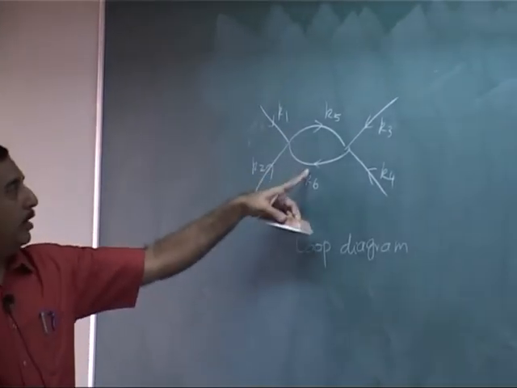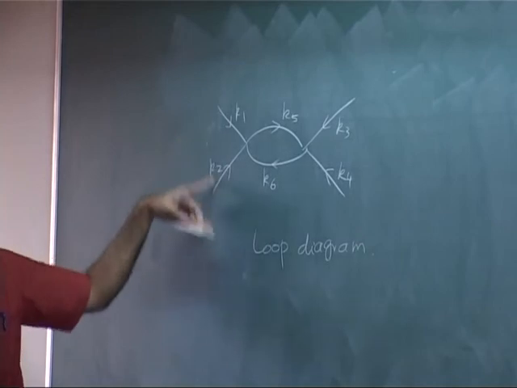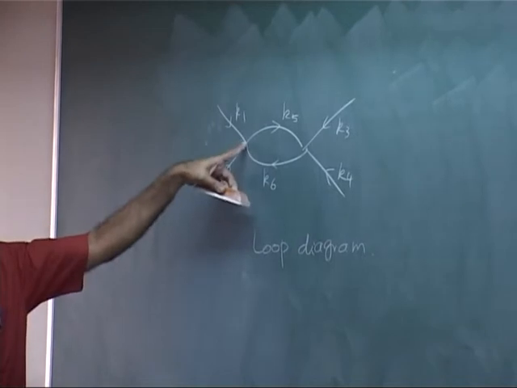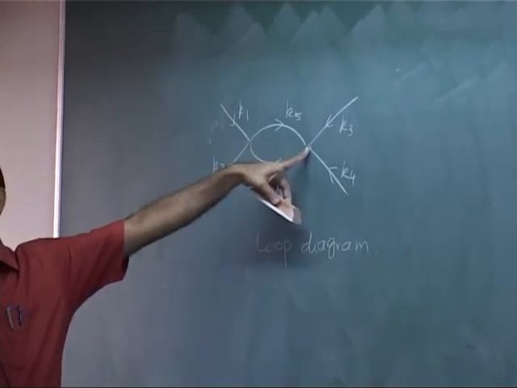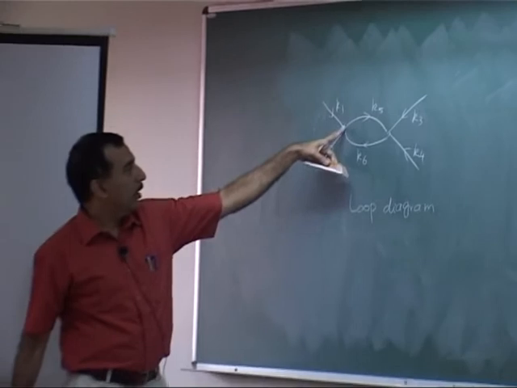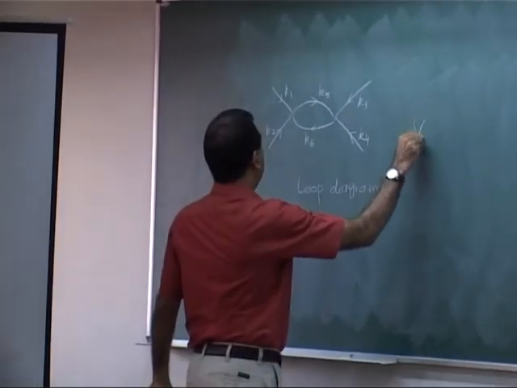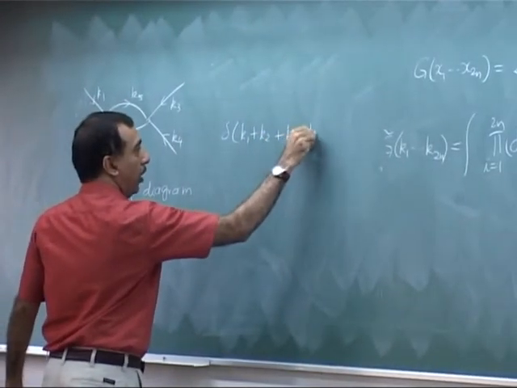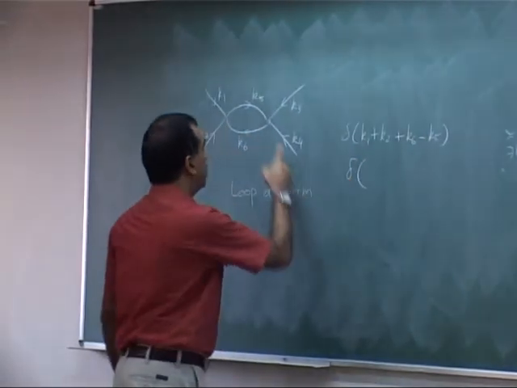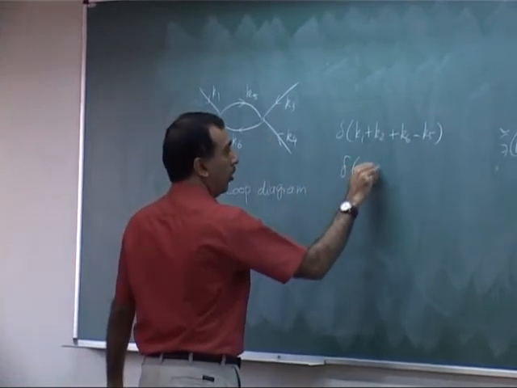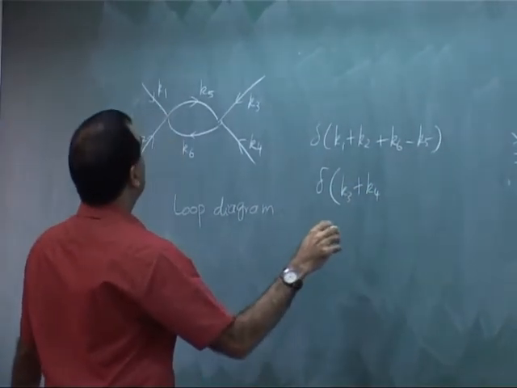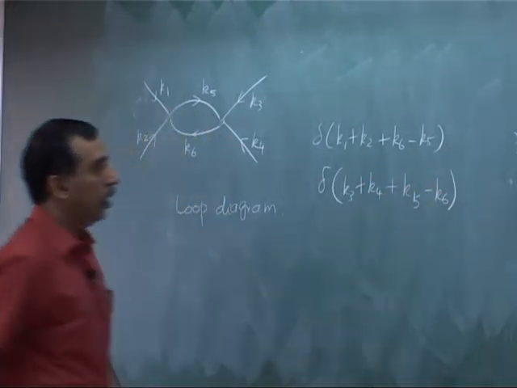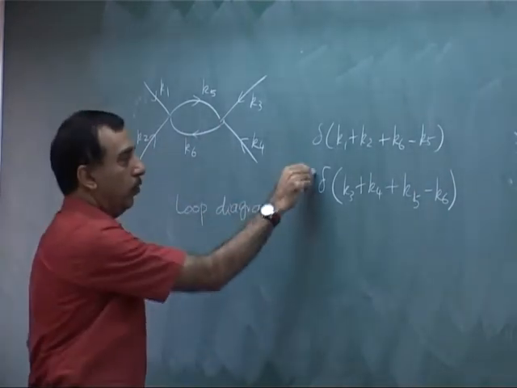K5 and k6 are not both determined by the external momenta. The only thing that determines them is momentum conservation at each vertex. From that you see that at this vertex we get delta of k1 plus k2 plus k6 minus k5, and at the other vertex we get delta of k3 plus k4 plus k5 minus k6.